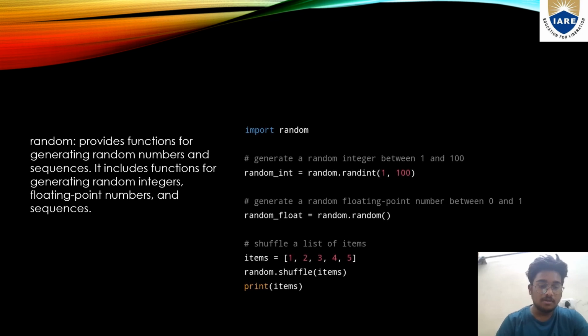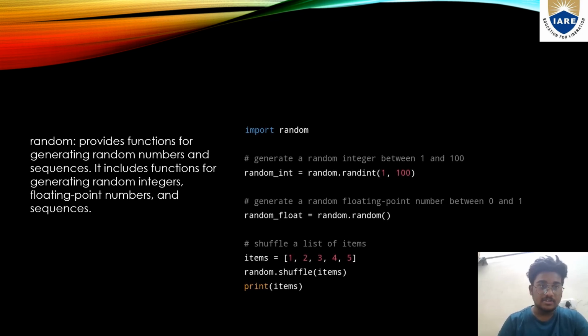It returns a random float number between 0 and 1. The function doesn't need any arguments. Other functions in the random module are described here. Import random, then random.randint from 1 to 100. We get the output 58.